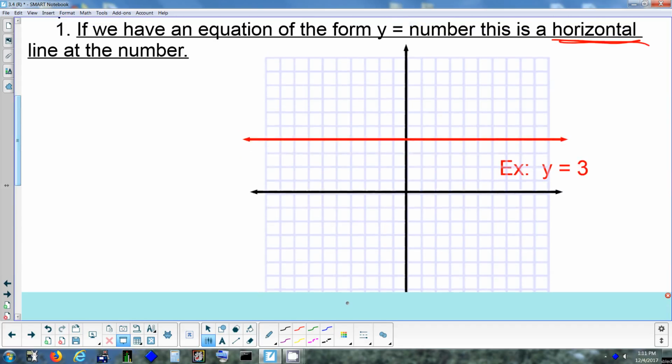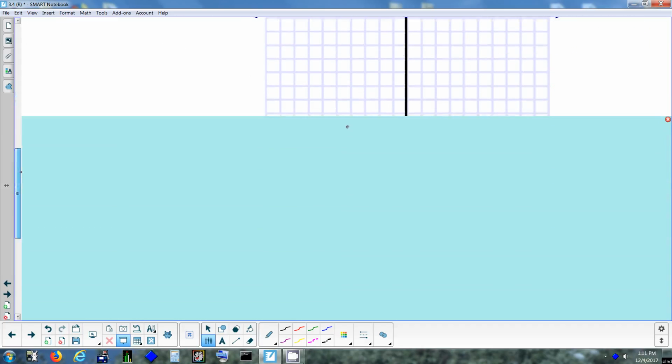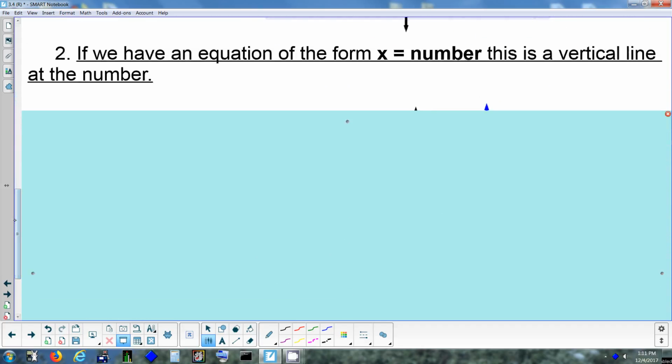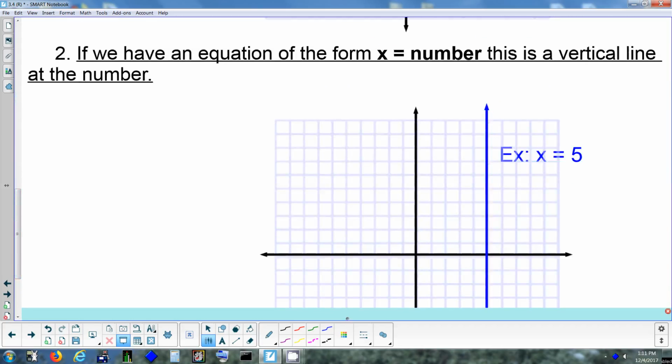If y equals is horizontal, what do you think the other special case is besides horizontal? Vertical. Anyone have a guess what letter that's going to be? X equals. Okay, look at that one. That's what it says, number 2. When it says number 2 on your guided notes, you want to write that in. The whole thing, yes.